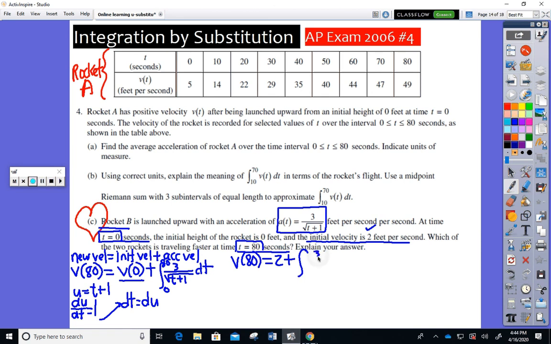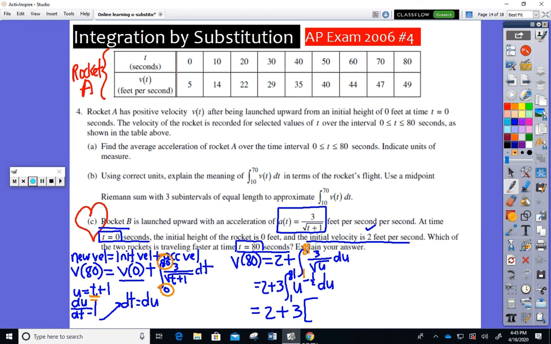Now, I'm going to make this 3 over the square root of u. dt becomes du. But I've got to figure out what to do with my upper and lower bounds. So if my upper bound was initially 80, I need to say u equals 80 plus 1, and I'm going to get 81. And if my initial lower bound was 0, then u equals 0 plus 1, which is 1. Okay? I'm going to rewrite that a little bit, and I'm going to say this is 2 plus 3, and then I've got 1 to 81. Instead of saying 1 over u to the 1/2, let's make it u to the negative 1/2 du. Let me integrate.